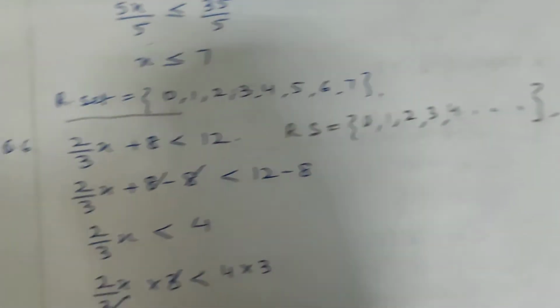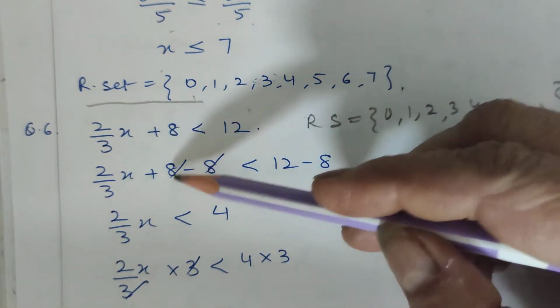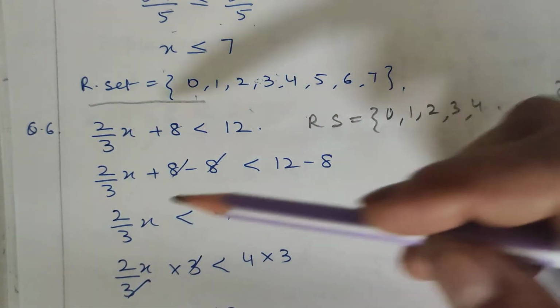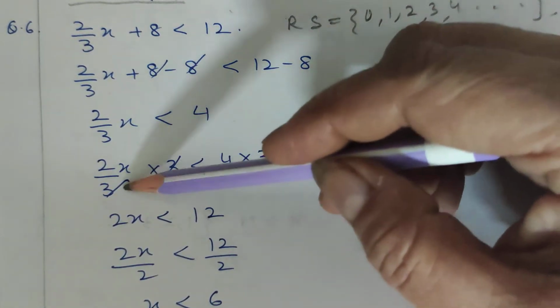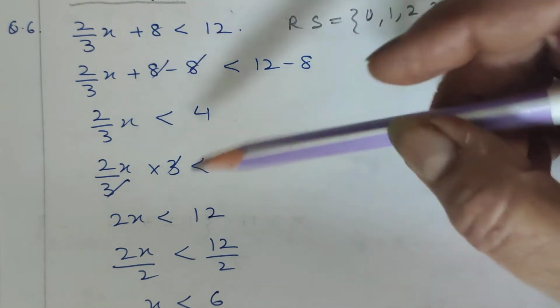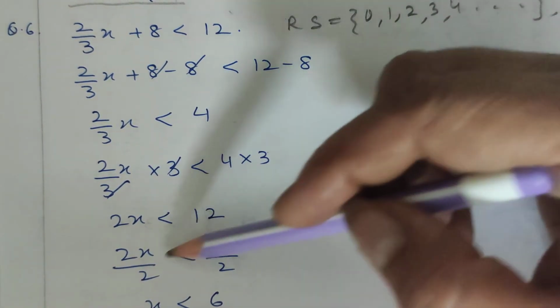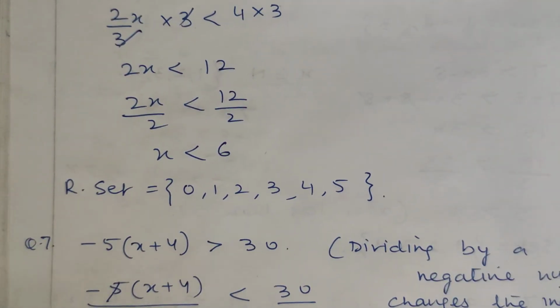This is the set of whole numbers. Your sum is this: 2 upon 3x plus 8 minus 8, 12 minus 8, 2 upon 3x is less than 4. 2x upon 3 into 3, we will multiply by 3 so as to remove this 3, 4 into 3, finally this, and your numbers are 0, 1, 2, 3, 4, 5.